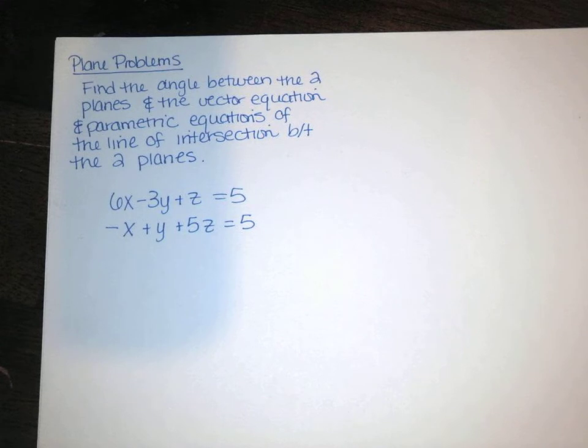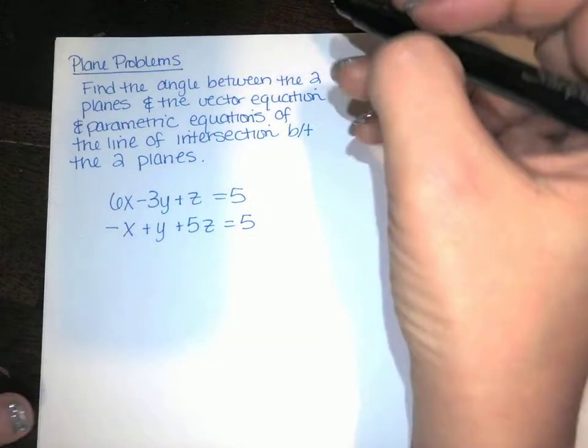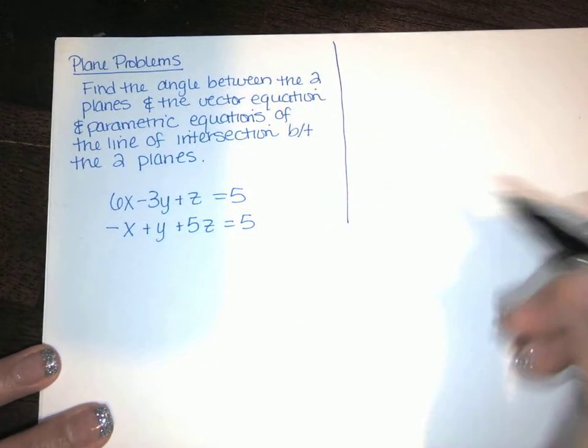In this video, we'll find the angle between two planes in the vector equation and the parametric equations of the line of intersection between the two planes. Now let's talk about angles between planes first. We talked about this briefly in the other video.